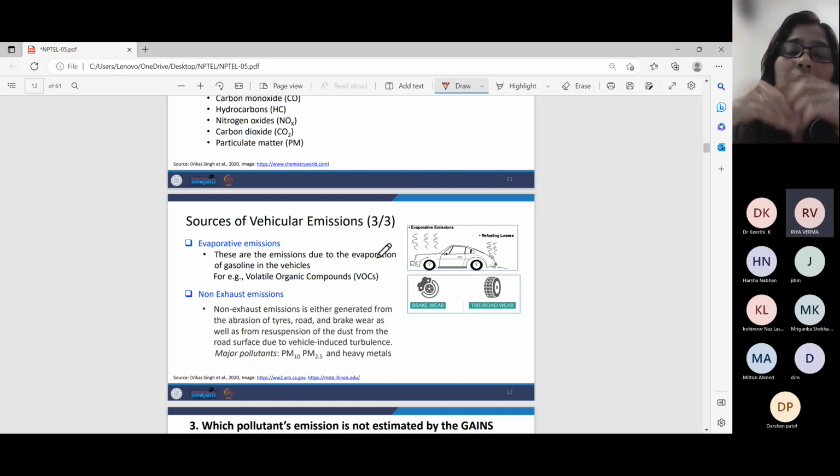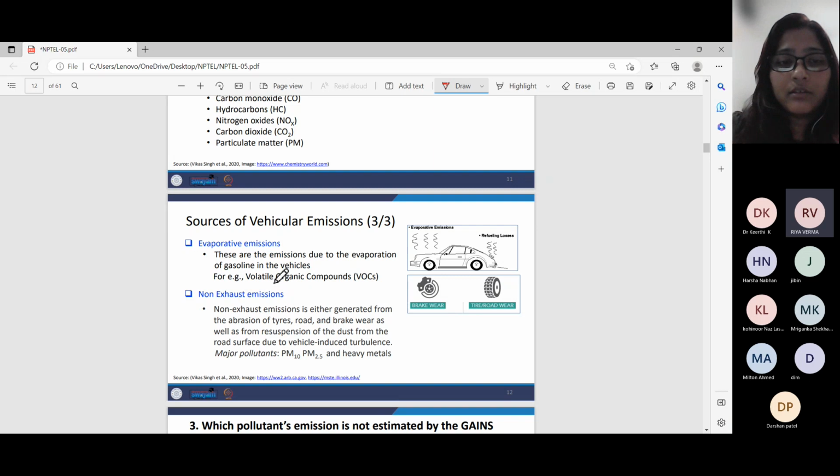These include your emissions due to abrasion. Abrasion, that is friction or rubbing motion between, whether it's your brake pad and your tire or your clutch or some other thing. So these are your sources of vehicular emissions.